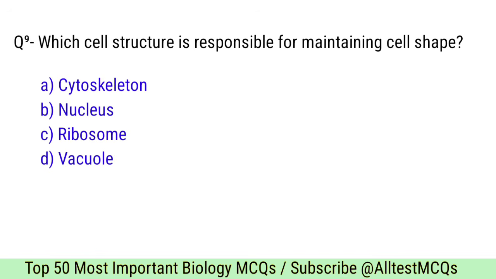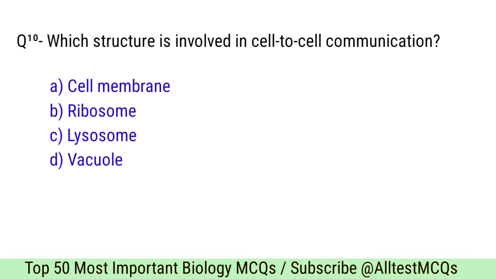Question number 9. Which cell structure is responsible for maintaining cell shape? Right option is A. Cytoskeleton. Question number 10. Which structure is involved in cell-to-cell communication? Correct option is A. Cell membrane.